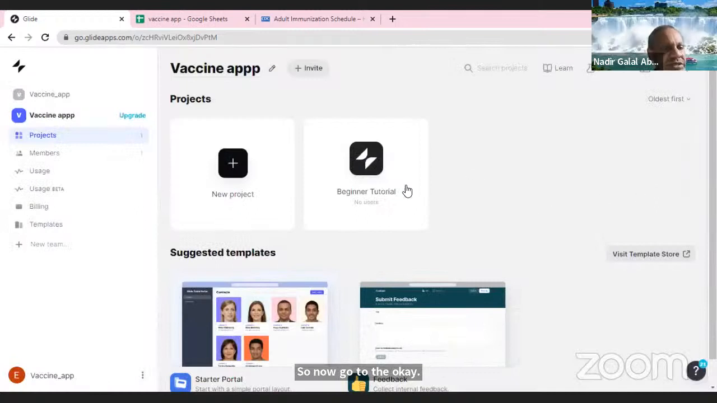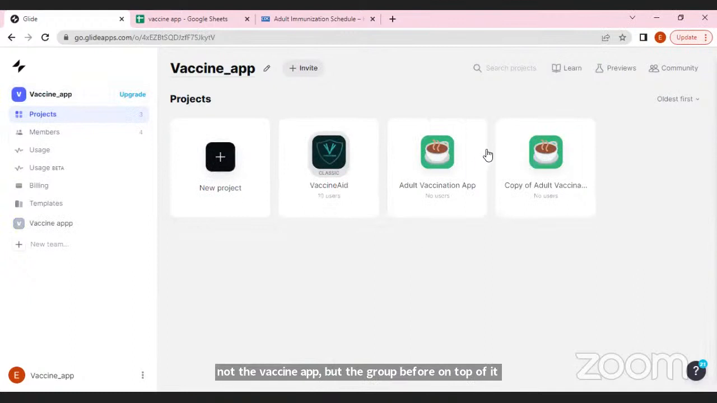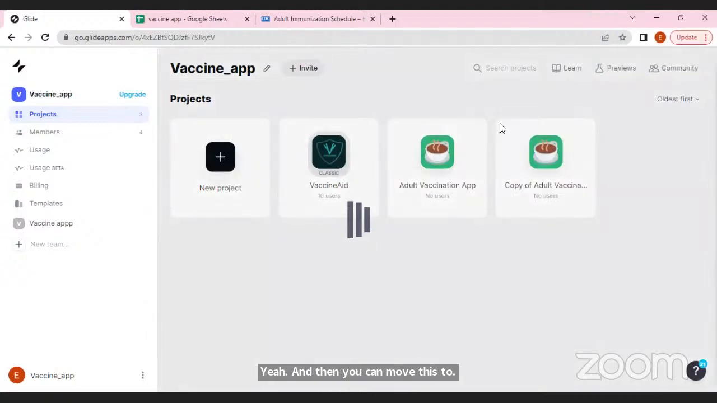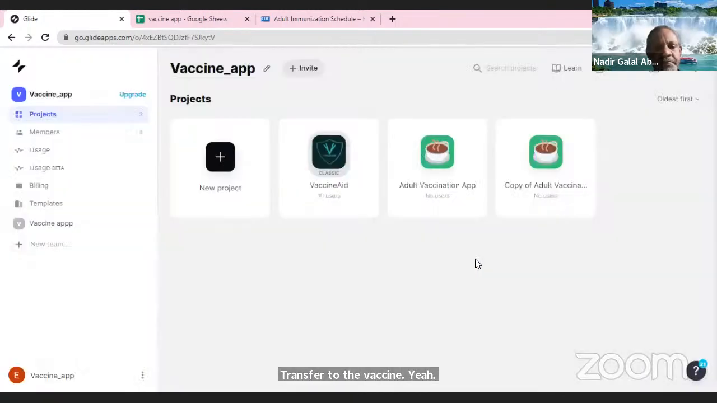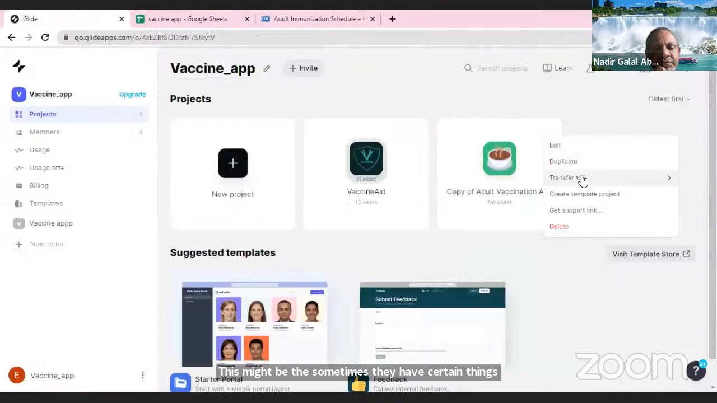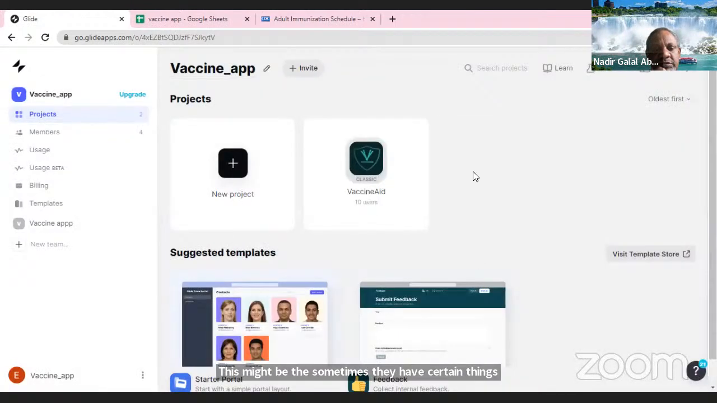Now you can go back to the group before, not the vaccine app, but the one on top of it. Then you can move these, transfer to the vaccine. Transfer. And do the same. So if they try it again, hopefully it works. Go to the usage again, go on the left, usage.